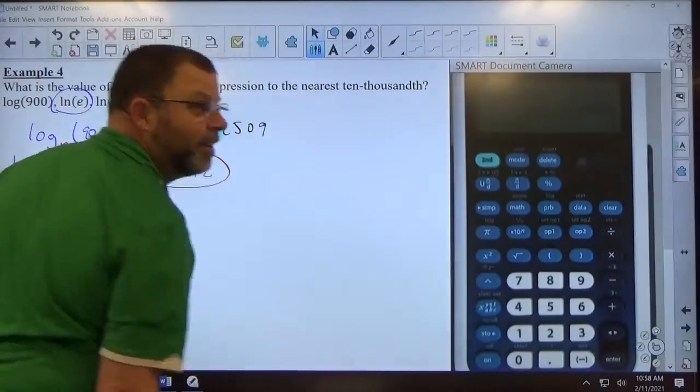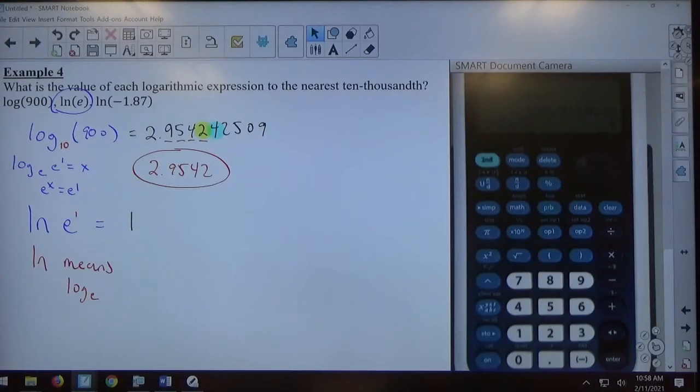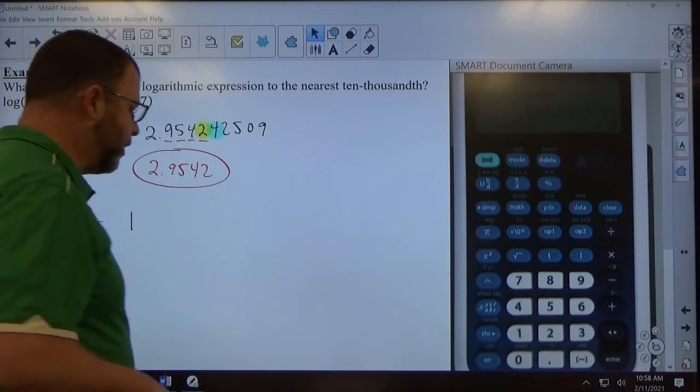Obviously 1 is a whole number, so we don't have to round that to the nearest 10,000. It's fine just writing 1. That's the exact right answer. Most of the time these logarithms come out to a decimal answer, but sometimes they come out to an exact. Don't feel like you have to round or add decimal places in that scenario.